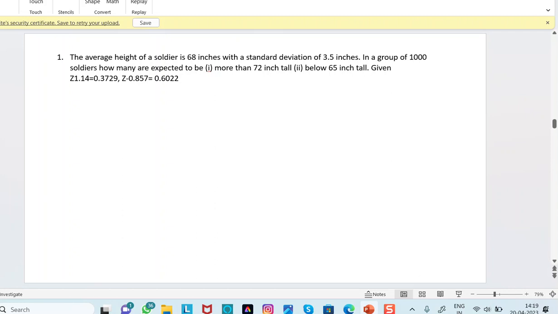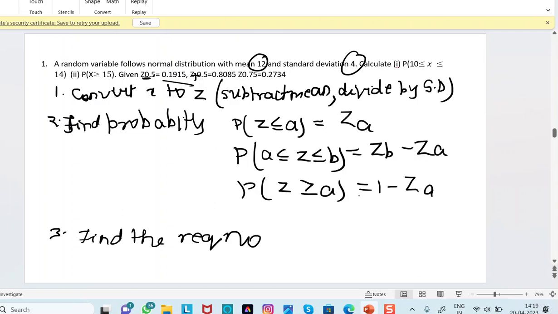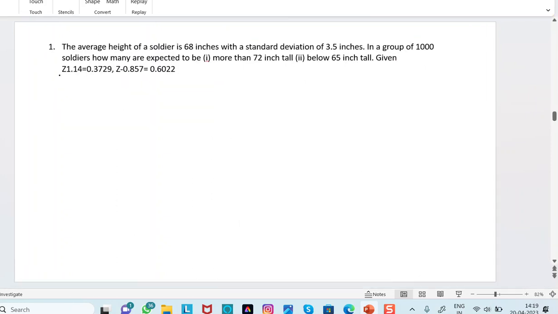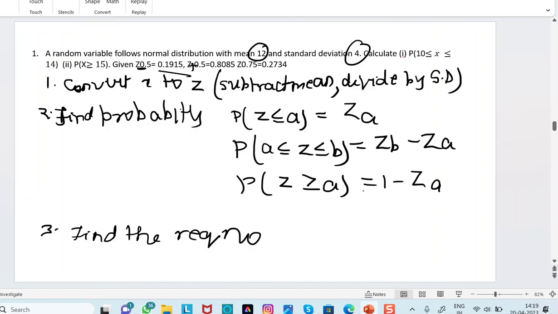Such a problem, which is about average height, is an application of the previous problem. Now why is it an application? The previous one is a direct problem, but this is an application, and you can see in both problems z values are also given. Because it's an application, it will have three steps. The first step of course will be to convert x to z. The second step will be to find probability using one of the three formulas, and the third step will be to find the required number.